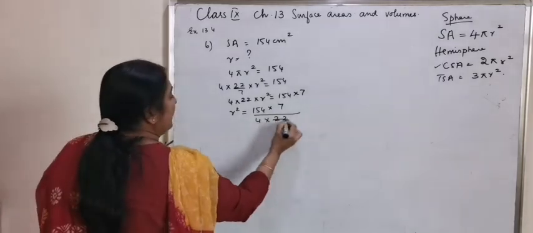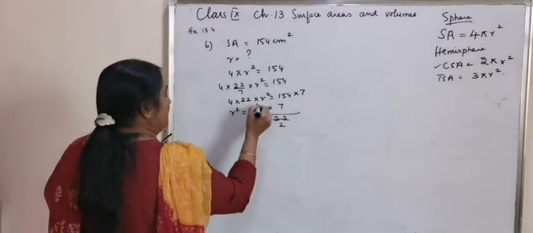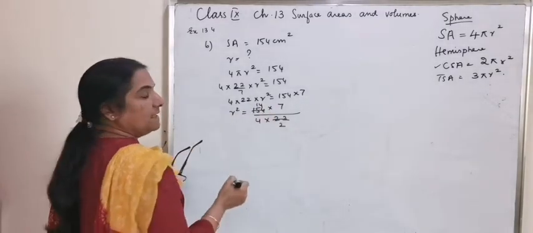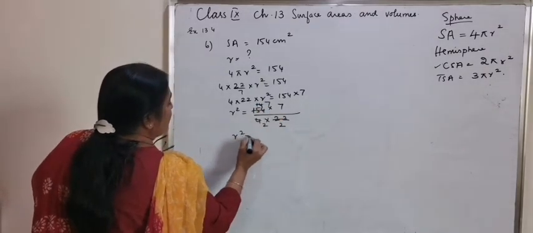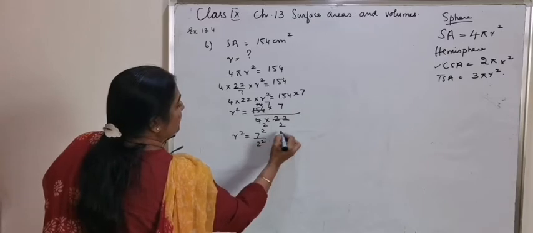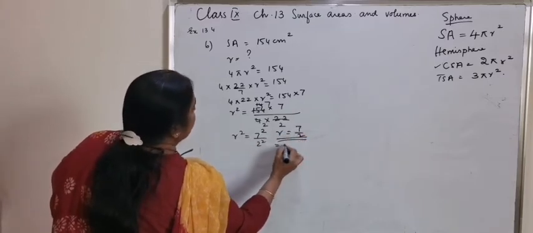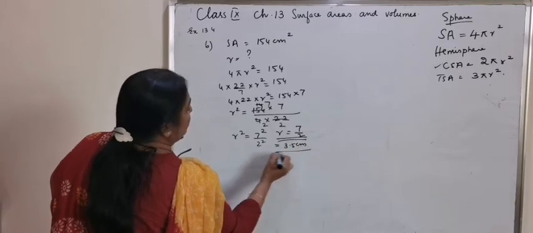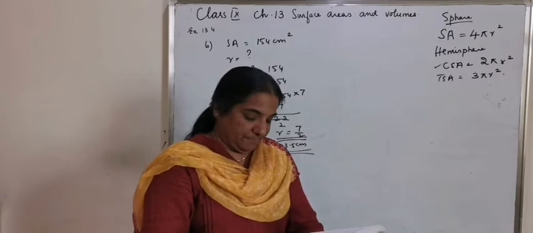And now with 11, it is 2 and 11 ones are 11, it is 14. And now again with the 2 and 7. So r square is equal to 7 square by 2 square, or r is equal to 7 by 2, which is equal to 3.5 centimeter. This is the easy way of calculation.